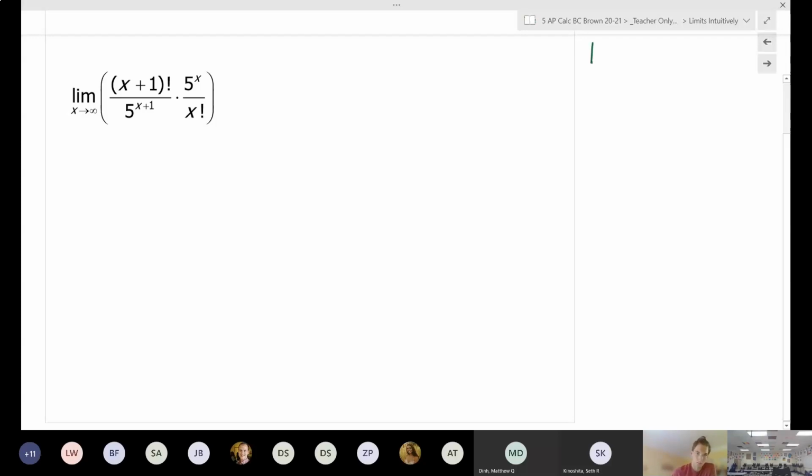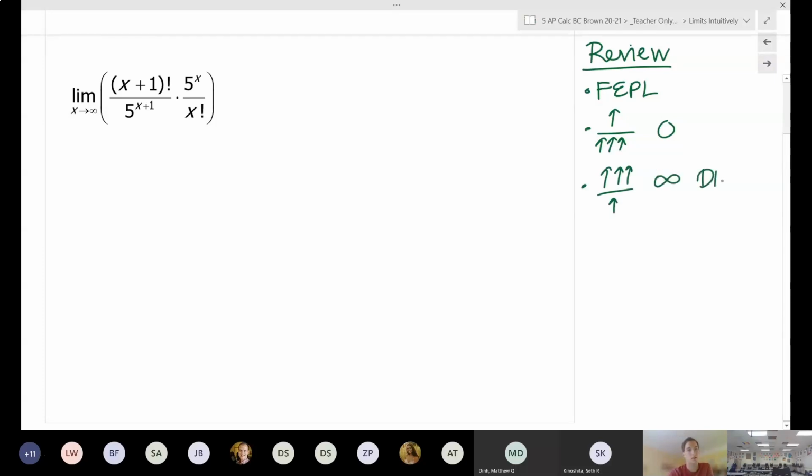So some things I just wanted to review in general, like we know we have FEPL. Factorials have the largest growth, then exponentials, then powers, and then logs. And then we also know things like when the biggest infinity is on the bottom, then that problem is going to go towards 0. When the bigger infinity is up top, then that problem is going to go towards infinity.